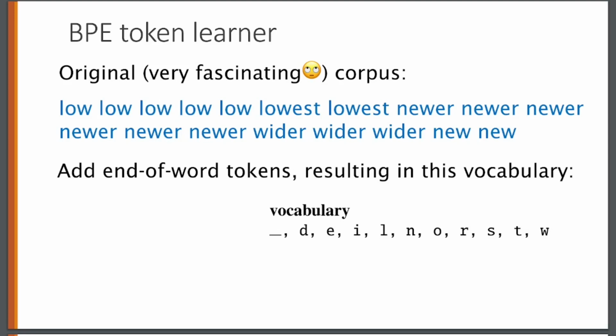So as an example, let's think of a small corpus. This text in blue here: low, low, low, lowest, lowest, newer, newer, newer, newer, newer, newer, wider, wider, wider, new, new. Not a particularly interesting corpus. But if we were to use this as training data, we would need to insert an end of word token. And then by separating each word into its base characters, we would have built up a vocabulary shown here at the bottom of the screen.